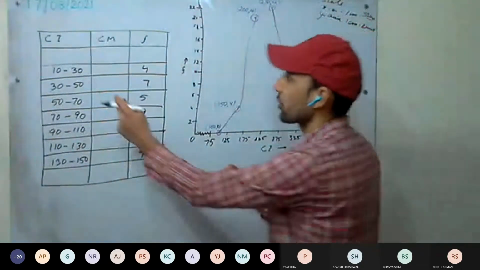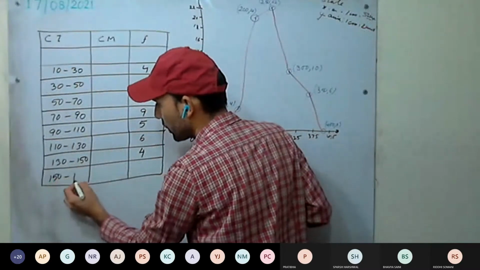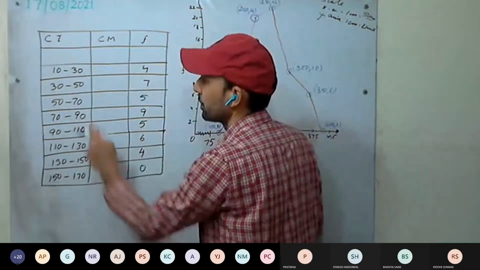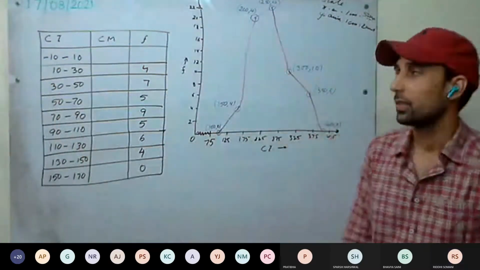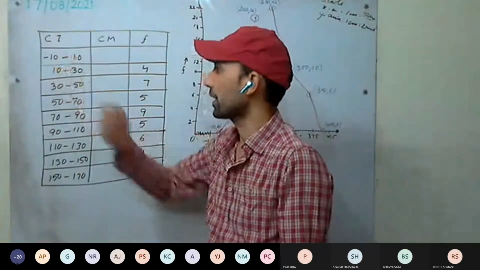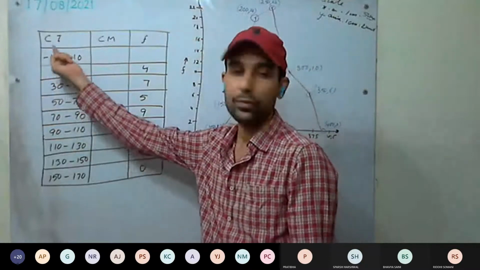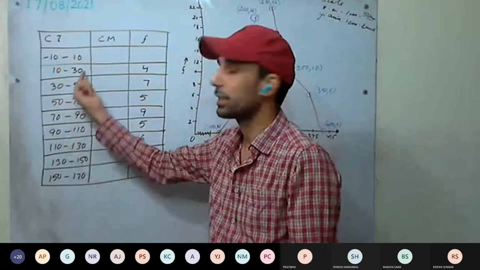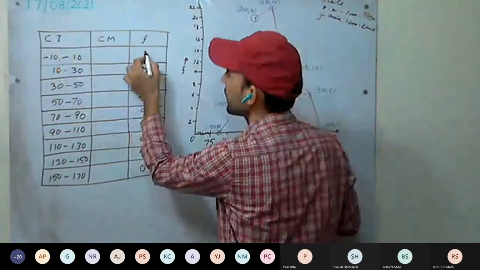So for a frequency polygon, we require one class interval before that and one class after that. So after that, 150 to 170, frequency 0. And here, how are you going to do it? Minus 10 to 10. In some books, I have seen they take 0 to 10 because they usually don't take the negative values. But in our book, we take the negative as well. So the class size remains the same, as per our book. So its frequency is 0.